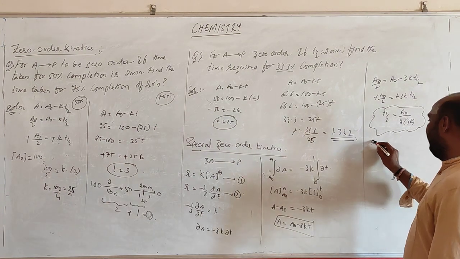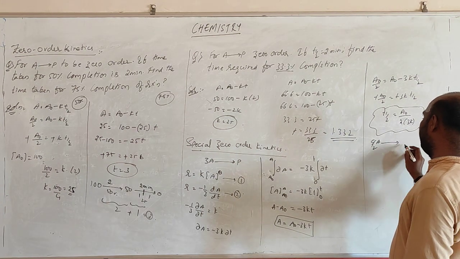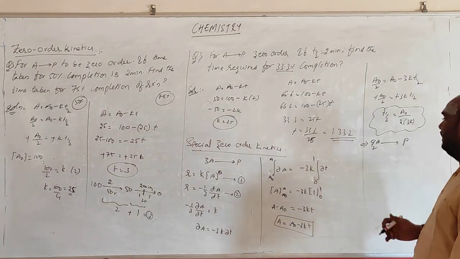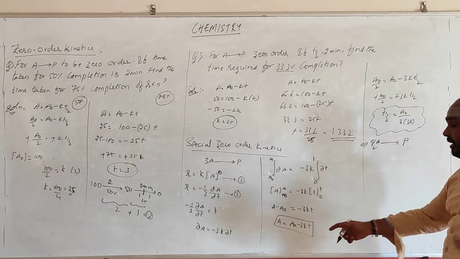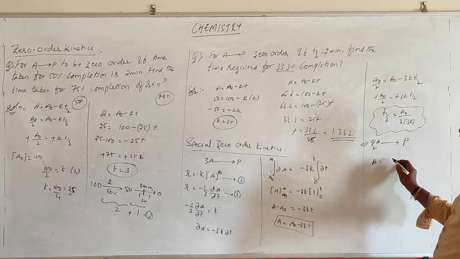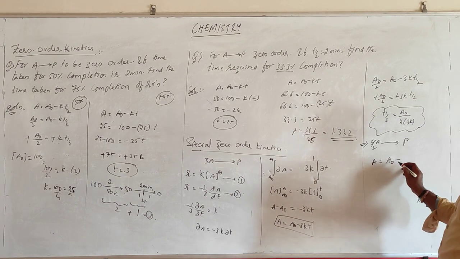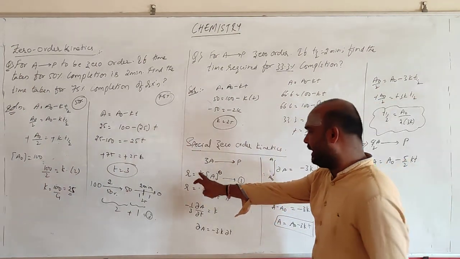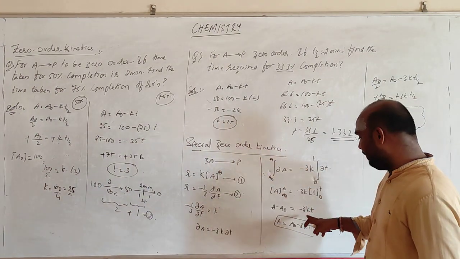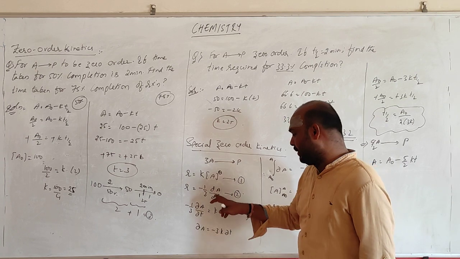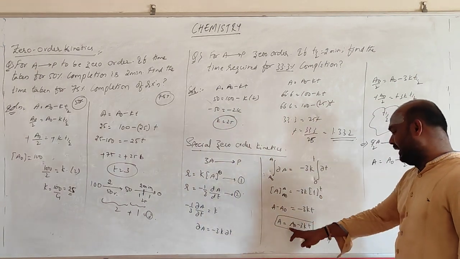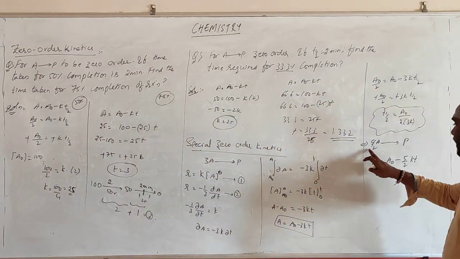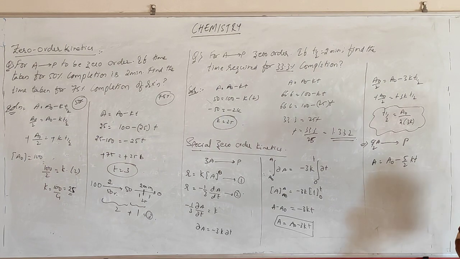Suppose I take 5 by 2 A getting converted to the product. We generally write this equation in terms of A. So A will be equal to A naught minus 5 by 2 kT. Whatever the stoichiometric coefficient is present, that coefficient comes to this side with respect to K. A naught minus kT; if the stoichiometric coefficient is 3, we get 3 kT; if it is 5 by 2, we get 5 by 2 kT.